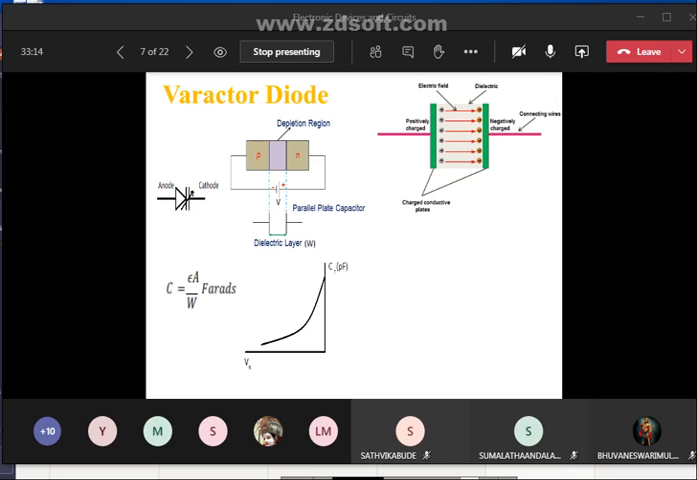At 0 voltage, the Varactor depletion region width is small and the capacitance is large. See in the characteristics, at 0 voltage the capacitance is maximum, approximately 600 picofarads. When the reverse bias voltage increases, the capacitance across the Varactor is going to decrease. Nearly it is 30 picofarads.